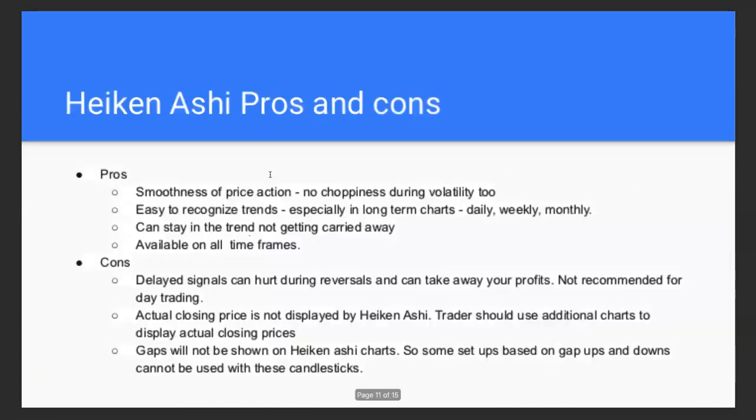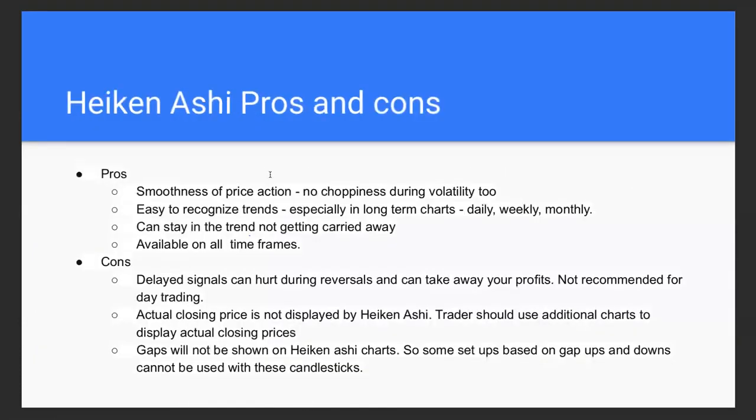Now, the most important thing we all have to understand is Heiken Ashi pros and cons. If you look at a Heiken Ashi chart, it will be very smooth. That means there will not be choppy action. Even during volatile times, you will not see choppiness. You will see either it is on the trend, or it is away from the trend, or it is a doji. That's all you'll see. You won't see those big reversals like one green candle and one red candle. Those kinds of things you wouldn't see.